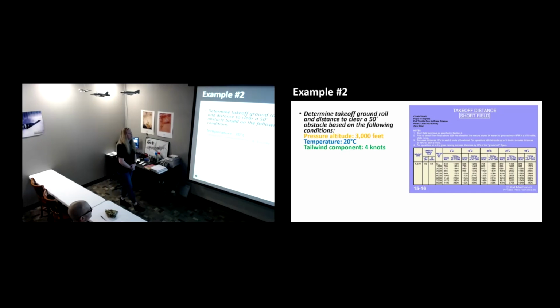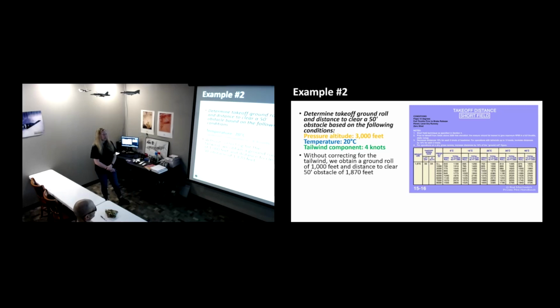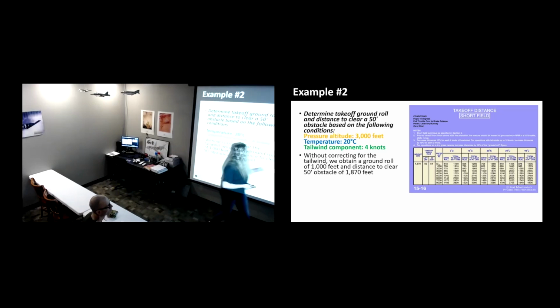So we're going to determine the takeoff ground roll and distance to clear a 50-foot obstacle based on these conditions. Without correcting for the tailwind, we obtain a ground roll of 1,000 feet and a distance to clear a 50-foot obstacle of 1,870 feet. So pressure altitude is 3,000, so we'll go to our 3,000 here. Temperature is 20 degrees, so we follow this all the way over to this 20-degree column here. And we get 1,000 feet for the ground roll and 1,870 to clear the obstacle.